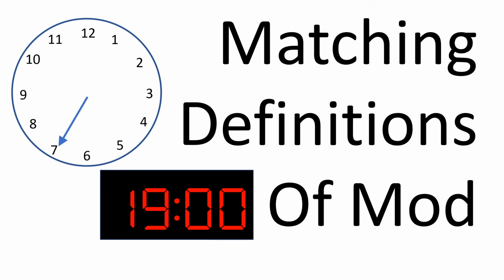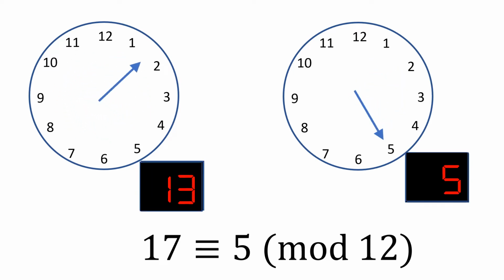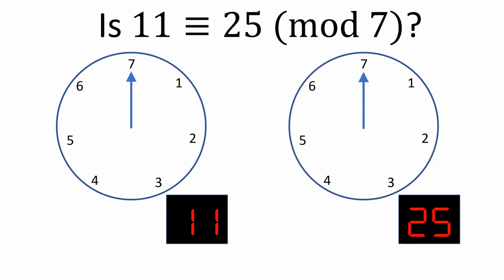You might have first heard about modular arithmetic as clock arithmetic. We say that A and B are equivalent mod n if A and B represent the same time on an n-hour clock. So 17 and 5 are equivalent mod 12 because both are 5 o'clock on a 12-hour clock. One way to see if two numbers are equivalent is to ask, well, what time would a clock show for each and see if they're the same.